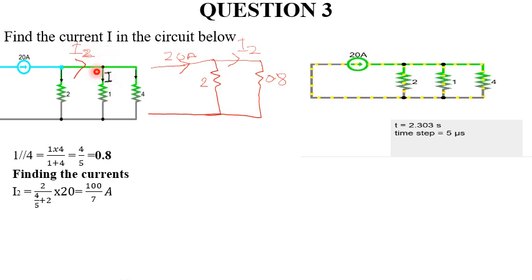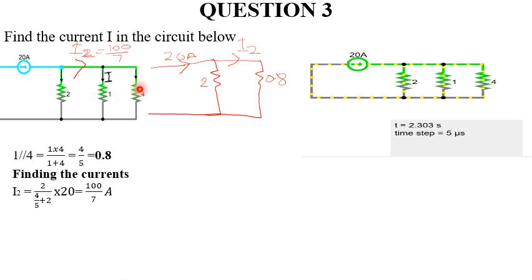I2 becomes 100 over 7 amps. So here we can come and write I is equal to 100 over 7. So we realize that I2 here gets to this place and is placed between this and this. So we now find our I. We can simply now find our I.